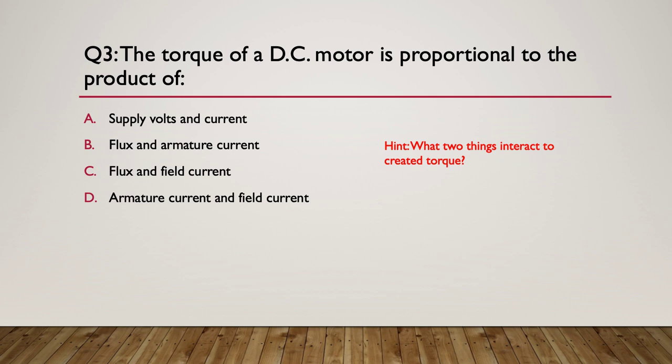Here's the hint. What two things interact and create torque? So there's two things that interact and create torque. What are they? So our answer is the flux and the armature current. So they're the only two things. You can have stronger fluxes and stronger current, and the torque is proportional to the multiplication of those two things. You're going to get more torque and more armature current if the flux goes up or the current goes up, or they both go up.